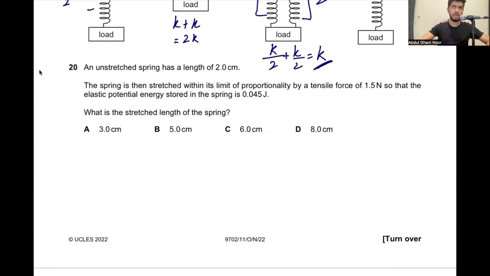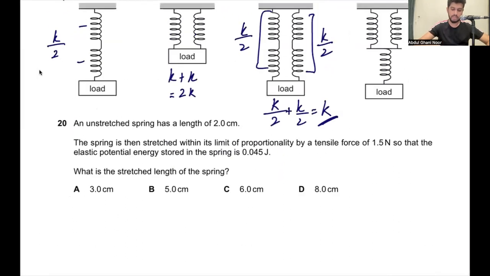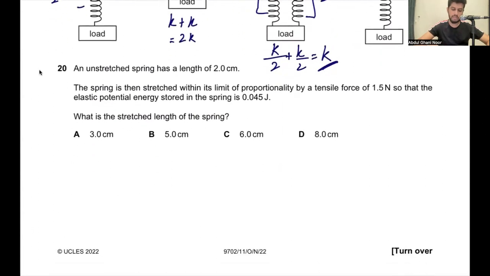Question 20 says an unstretched length, a spring has a length of 2 centimeters. Answer is C. Yes, the answer is C. An unstretched spring has a length of 2 centimeters. The spring is then stretched within its limit of proportionality by a tensile force of 1.5 newtons so that the elastic potential energy stored in the spring is 0.045 joules. What is the stretch length of the spring?